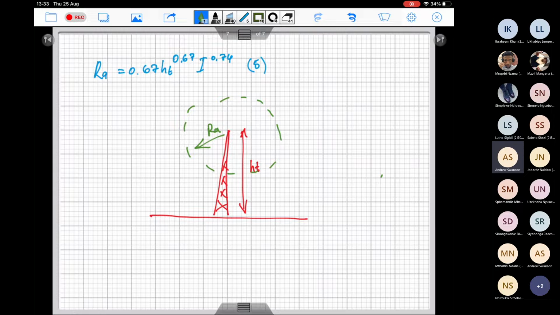So say, for example, we've got a very high lightning strike, right? It's coming down like that. The RA will be big enough such that that lightning current will strike that tower. It won't strike the ground anywhere here. It'll strike the tower here.